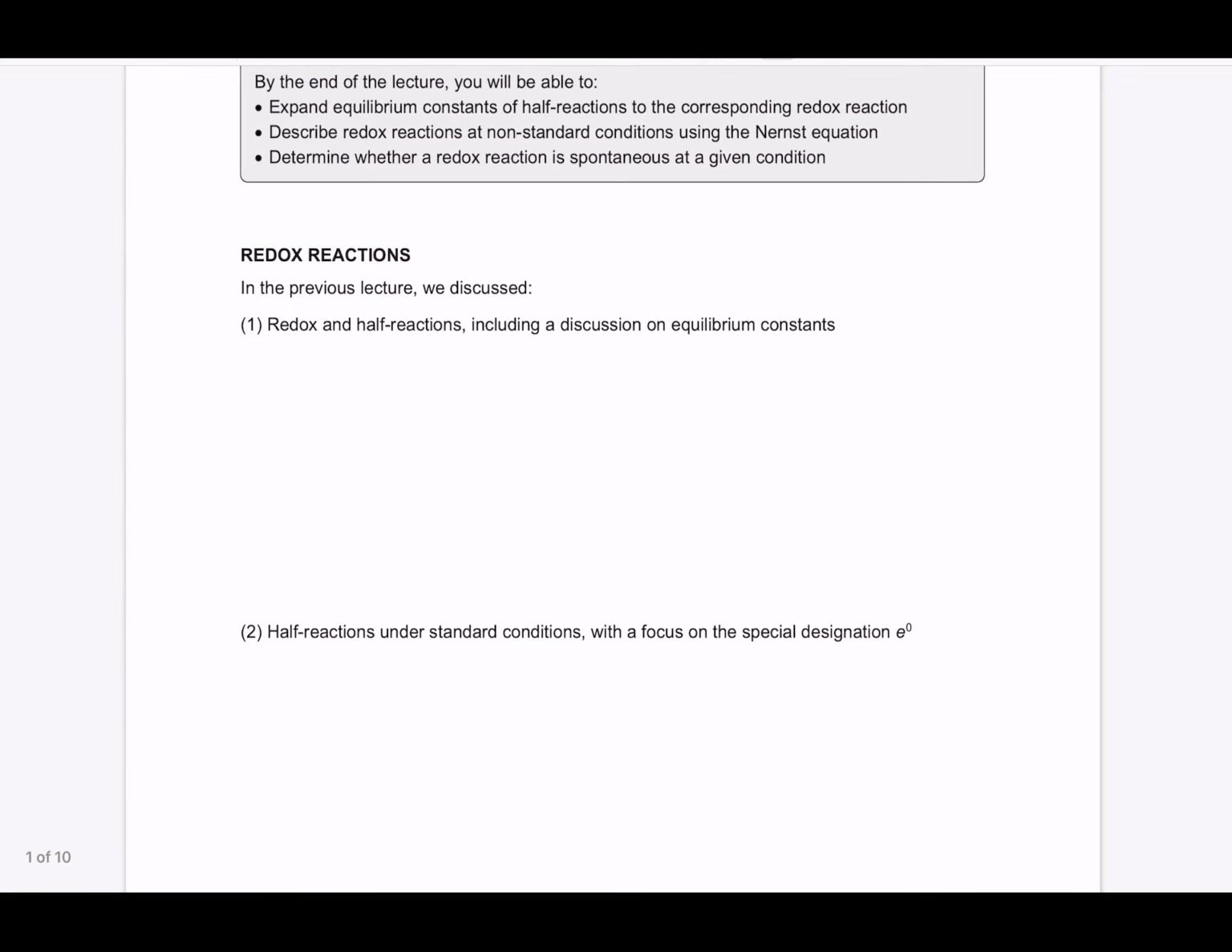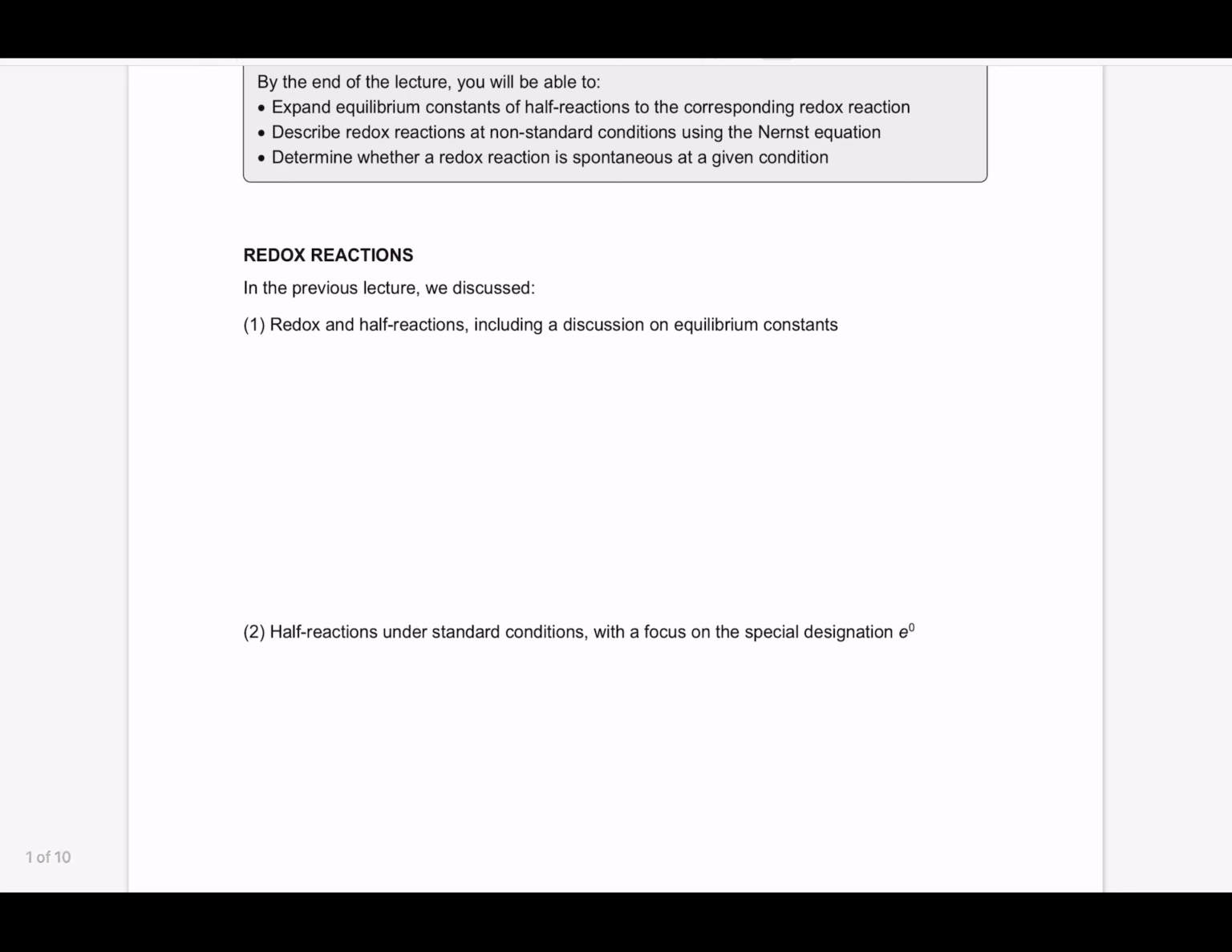So quickly, what we did in the previous lecture was only one category. We talked about half reaction at standard condition. First we started with describing a redox reaction, or a half reaction, to be basically a reaction that includes that electron. And if we go in this way, this would be a reduction. And if we go in that way, this would be oxidation.